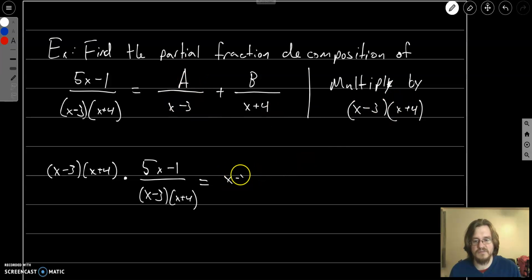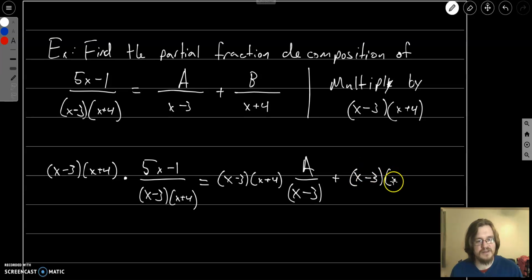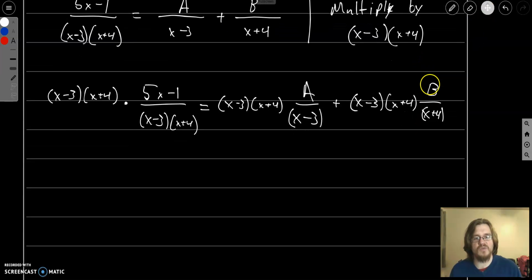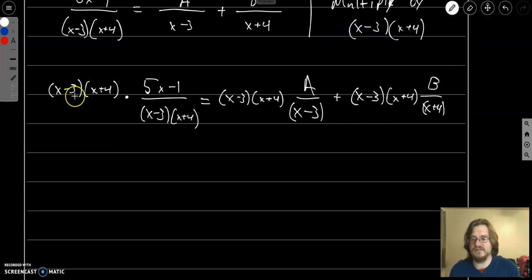So I have x minus 3, x plus 4 times a over x minus 3. And then I'm going to add, and again, whatever we do to one thing, we have to do to everything. This is going to be b over x plus 4. So we've just multiplied everything by this number here. And we will watch as everything cancels. x minus 3 and x minus 3.